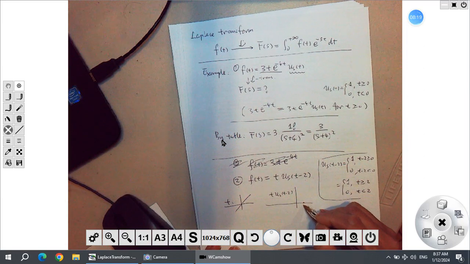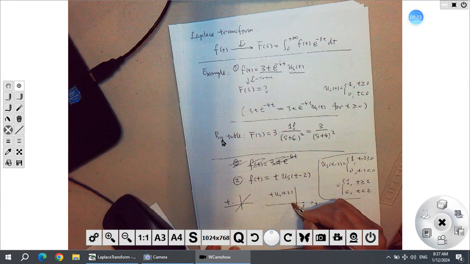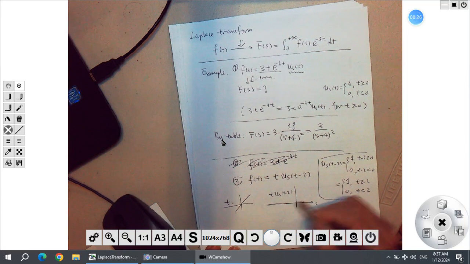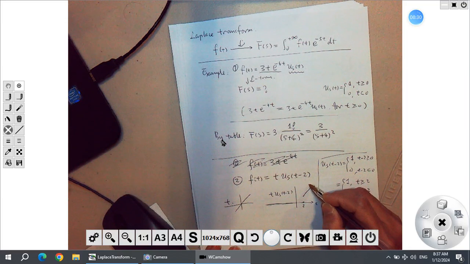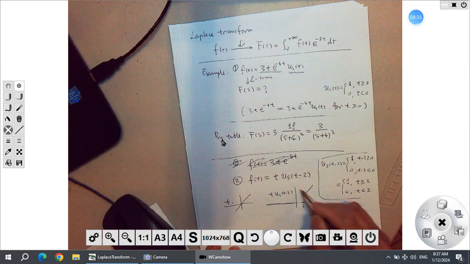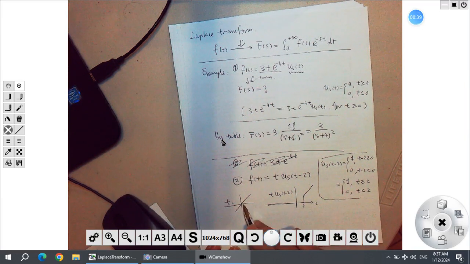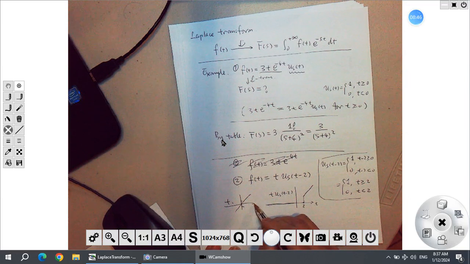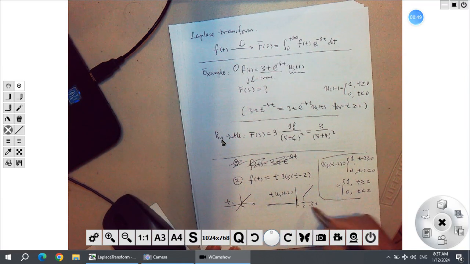Suppose here is a 2, t equal to 2. For t less than 2, it is 0. And after this, it is t. But t times this one, when t is smaller than 2, is just 0. So you see, these two functions, when you calculate by formula, you do the integral from here to infinity, or from here to infinity. Obviously, they are different.